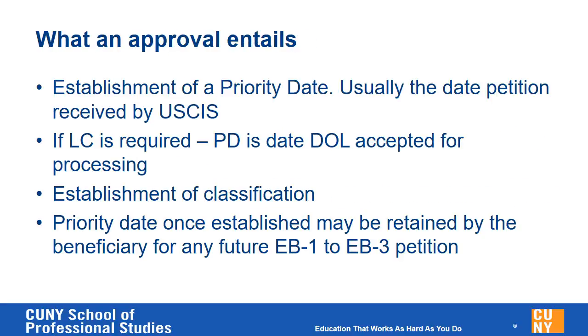What does an approval of the immigrant petition entail? First of all, most importantly, it establishes a priority date, which is usually the date the petition was received by USCIS, unless a labor certification is involved, and then the priority date is the date the Department of Labor accepted the labor certification for processing. This is important. There can be a year difference between the two, sometimes even more. If the case with the Department of Labor takes a very long time, still the person will get the priority date at the end of the day when the process began with the Department of Labor.